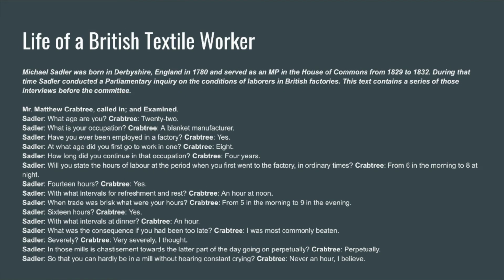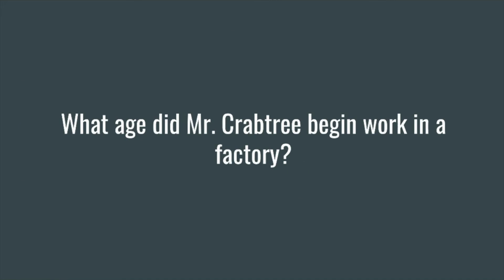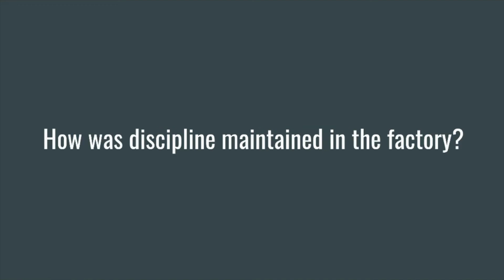And just so you don't have to listen to my voice as I go back and forth between Mr. Matthew Crabtree, who is a worker at a textile mill, and Mr. Sadleir, member of Parliament, go ahead and pause the video and read over this particular text here. Our questions are as follows. What age did Mr. Crabtree begin work in a factory? What were his hours? And how was discipline maintained in the factory? Keeping in mind that he's very young when he first goes to work at this particular establishment.